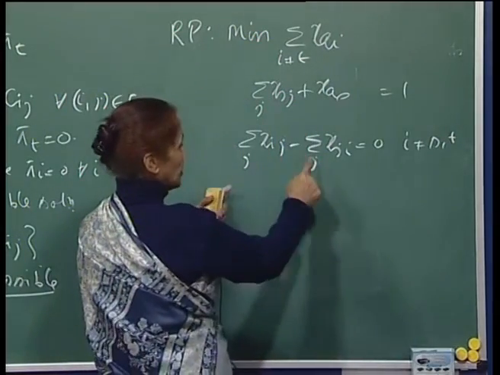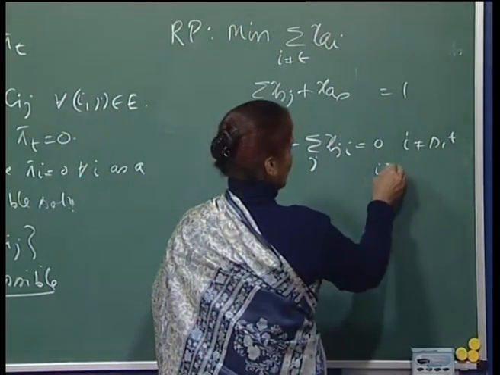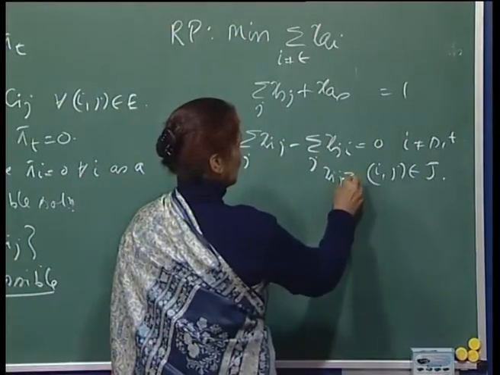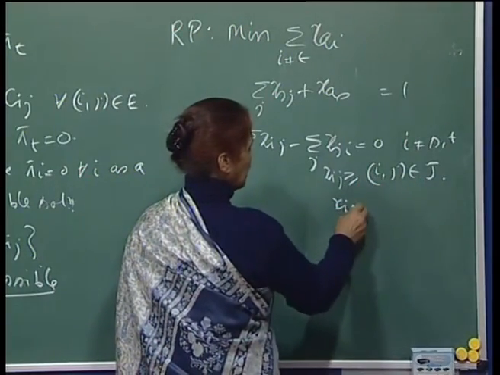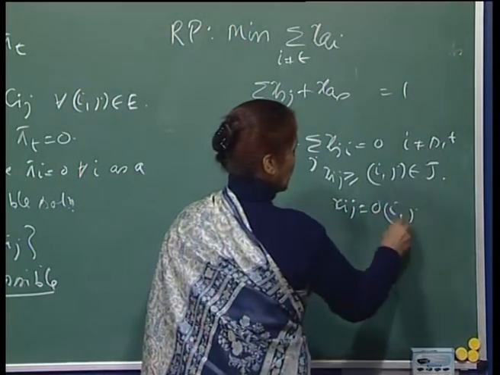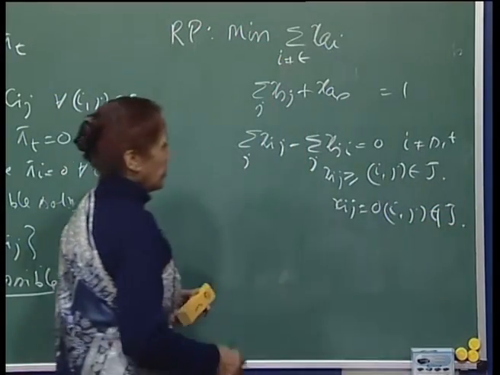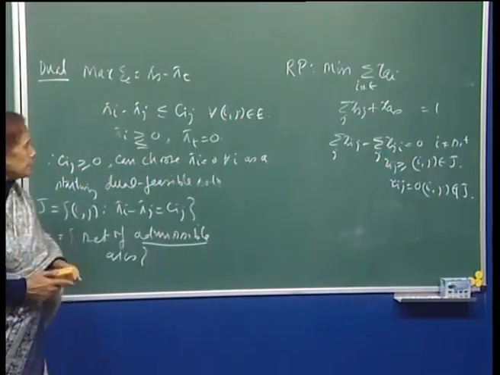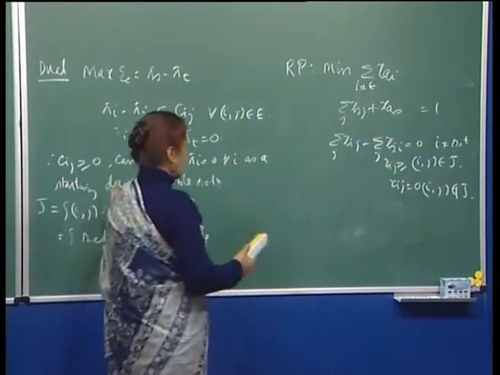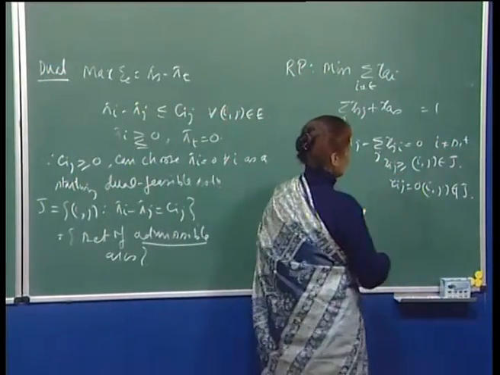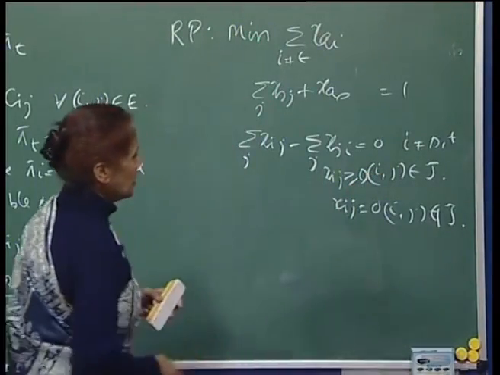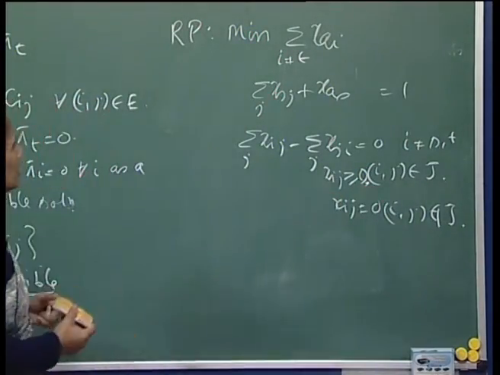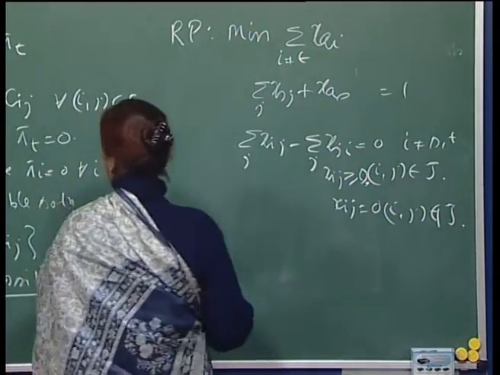And of course, in the restricted primal, this is for ij belonging to J. What I am saying is that x ij is greater than or equal to 0 for these, and x ij is equal to 0 for ij not belonging to J. So this will be our restricted primal problem. Only those x ij's I permit to be greater than 0 for ij belonging to J. Okay. Fine. So now what would be your restricted dual?